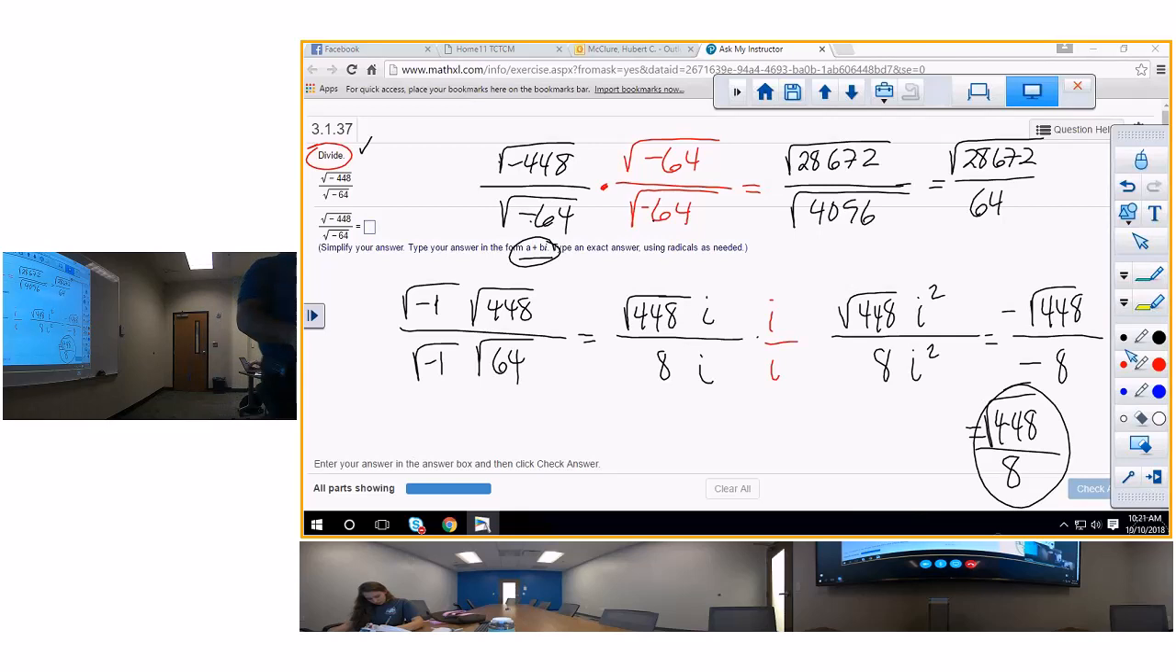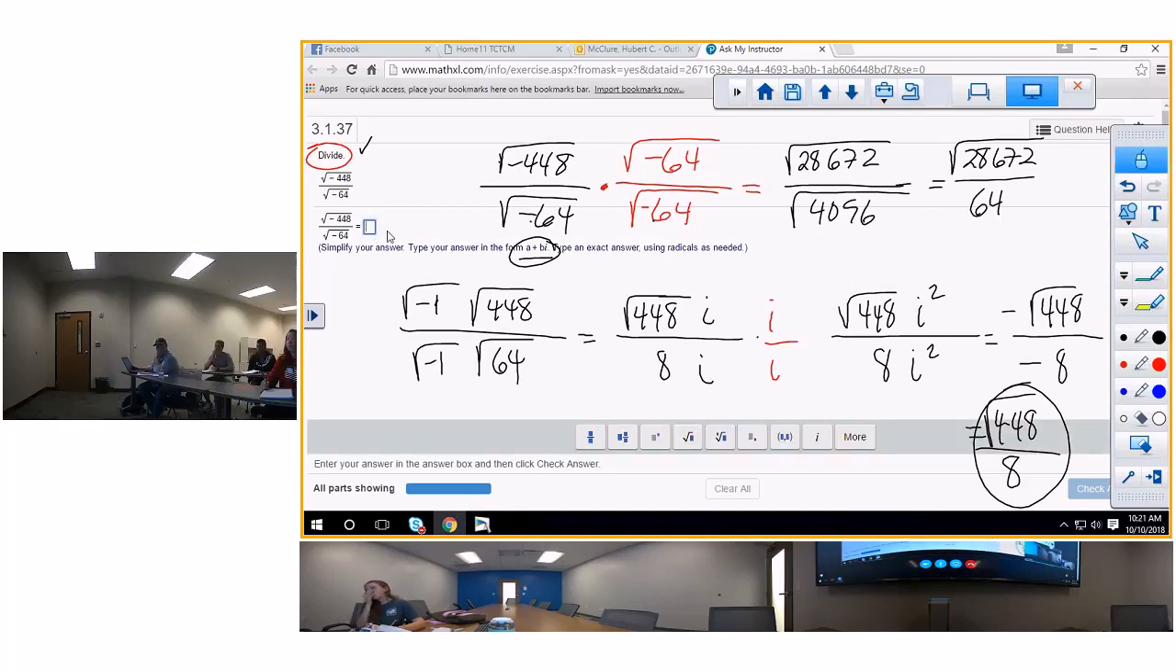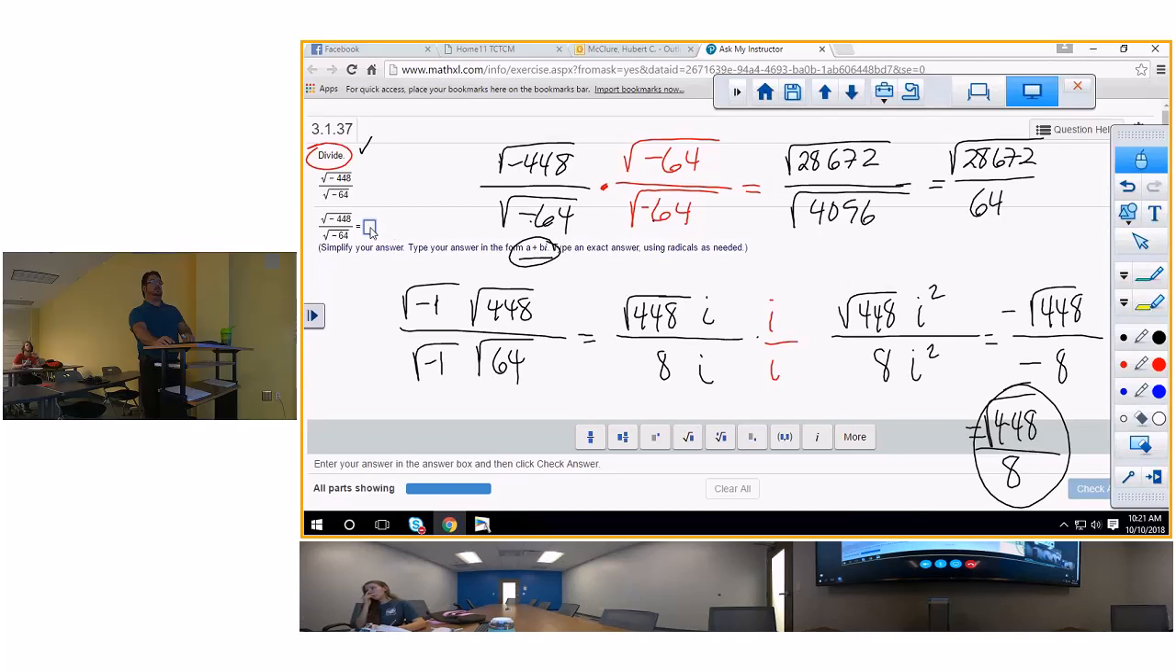So I have no idea what they're asking. Look, here's the problem and the answer. The answer is the square root of 7. I have no idea how they got that. I don't either. Unless they just divided. There's one other way they got it, and that is 448 divided by 64. Take your calculator and divide 448 by 64 and see if you get 7. Yeah, probably how they got it.